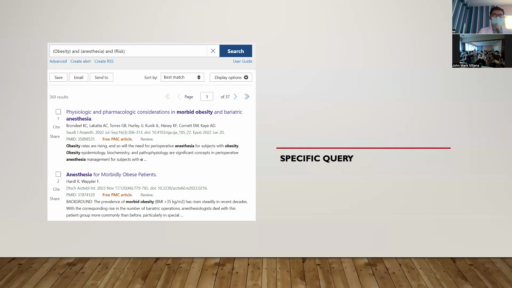For my specific query, I used the following words, namely, obesity, anesthesia, and risk on PubMed's advanced search engine, which garnered over 369 results, with the ones shown in the slide being the top two. I picked number 2 as my journal article for this afternoon.